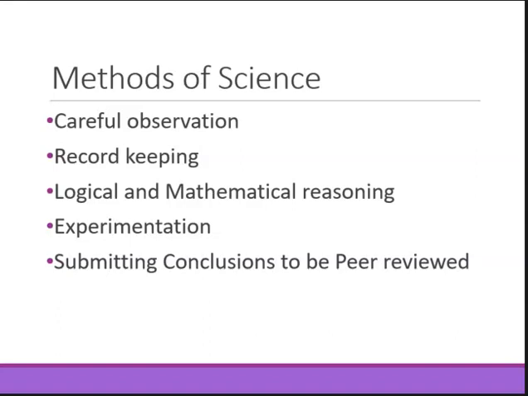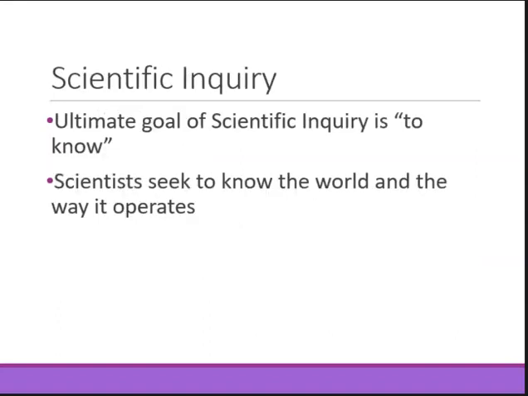Now, we have specific methods of science. This includes careful observation, record keeping, logical and mathematical reasoning, experimentation, and then submitting your conclusions to be reviewed by your peers. One thing that is common to all forms of science is an ultimate goal to know. That's why we have scientific inquiry. Scientists seek to know the world and the way it operates.